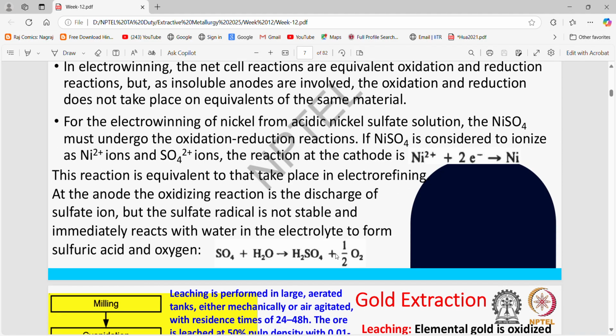This reaction is equivalent to that which takes place in electrorefining. At the anode, the oxidizing reaction is the discharge of the sulfate ion, but the sulfate radical is not stable and immediately reacts with water in the electrolyte to form sulfuric acid and oxygen. So the sulfate ions react again with the water present in the electrolyte solution and get converted into H2SO4 while evolving oxygen as a gas.